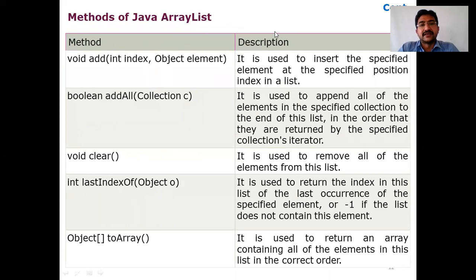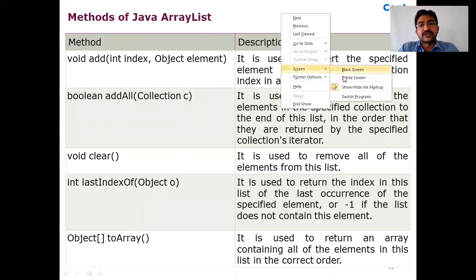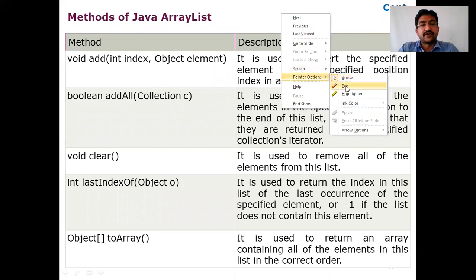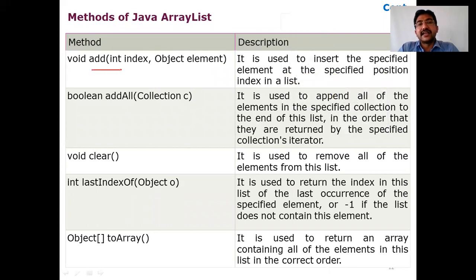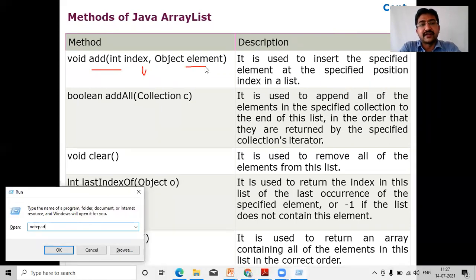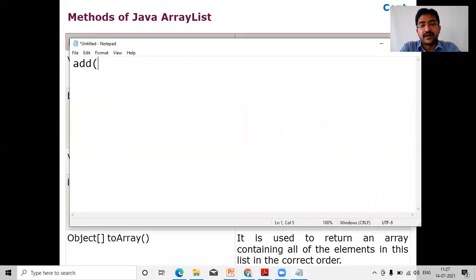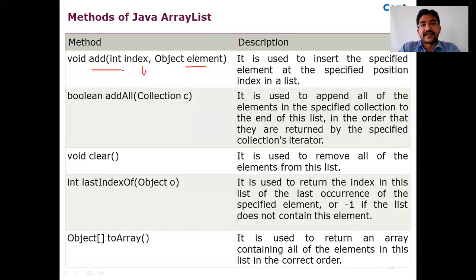Now coming to the methods. Many methods are there, but we are only going to discuss a few. We can add elements to the array list by using add. It consists of 2 parameters. One is the index and second is the object element. How we can do it is, we can add like this: add of 1 comma, and if you want to add a string, KKB. So it will be added at the first position. That is the syntax.